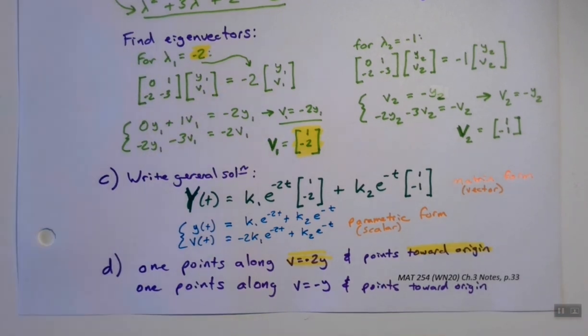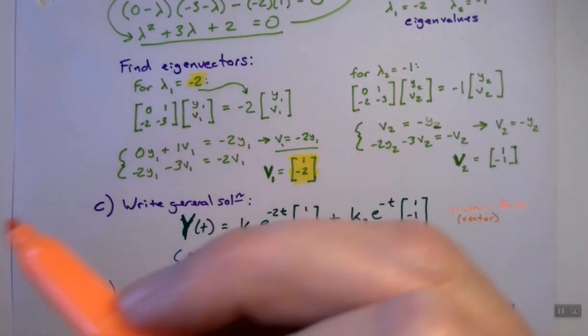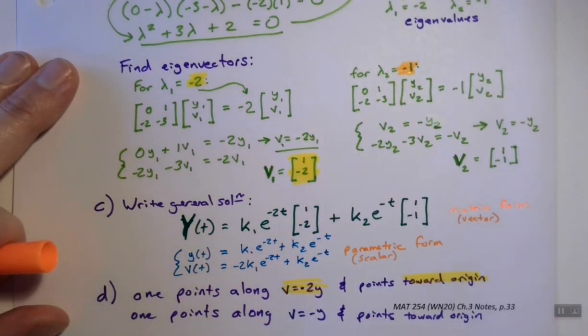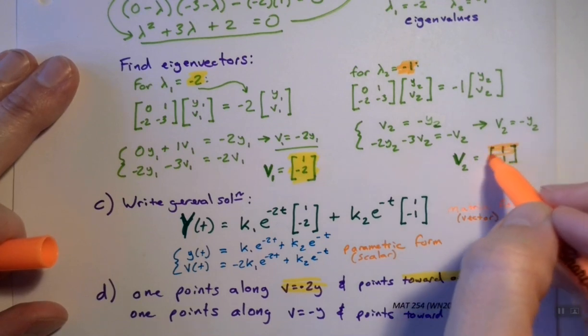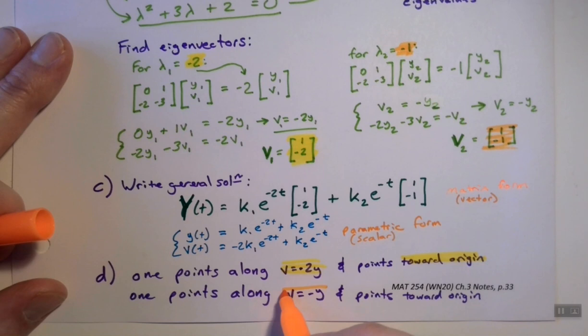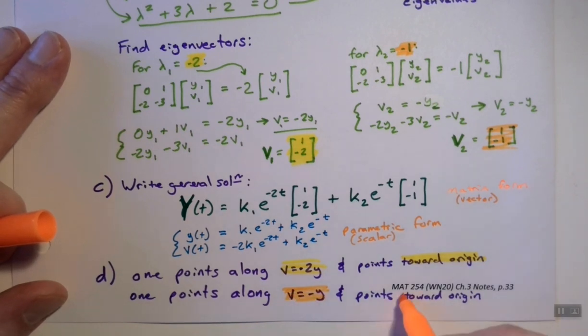So we can tell a lot just by looking at the eigenvalues and the eigenvectors. So I'll kind of highlight those in a slightly different color. Hopefully this works out well. The negative 1 there, and that stuff there. You can tell it's headed along the line v equals negative y, and it points towards the origin because it's exponential decay again.